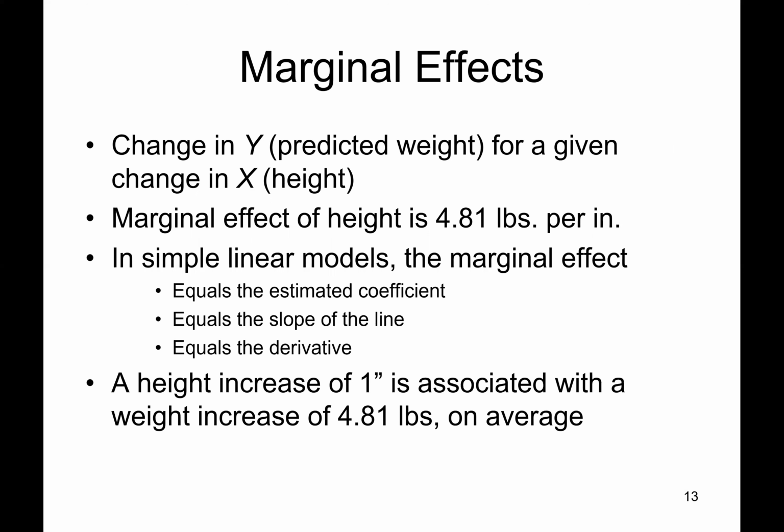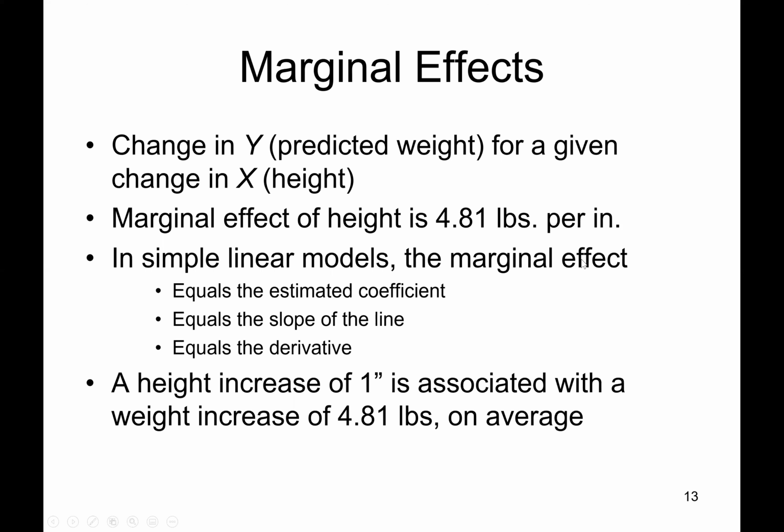So let's talk about marginal effects. This is where it gets really exciting. So we are looking at a change in y, which is our predicted weight, as we just talked about, for a given change in x, and in our case, height. So the marginal effect is 4.81 pounds per inch. That means that for a 1 inch increase in height, we expect a 4.81 increase in pounds.